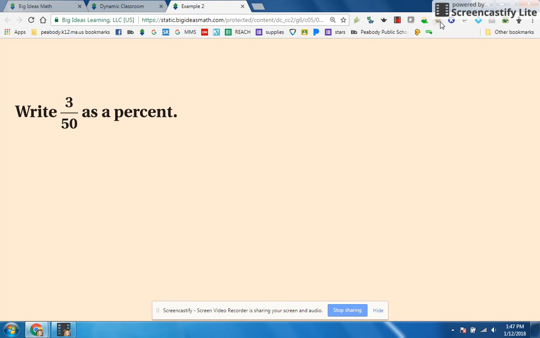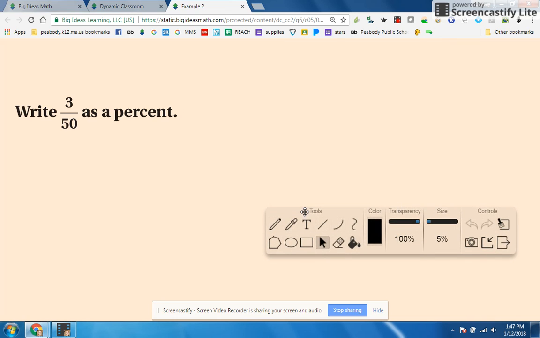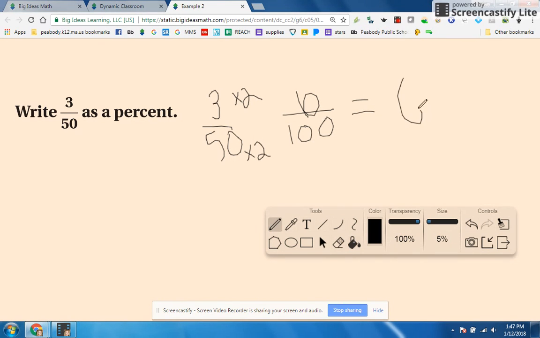Okay, now we're going to do it in the reverse order. They're giving you a fraction and they want you to write it as a percent. So you have to make your denominator turn into 100. Whatever I would multiply my old denominator by to get 100, I'm going to multiply the numerator by. So in this case, 50 times 2 gives me 100. So I'm going to multiply the numerator by 2, which is 6. That equals 6%.